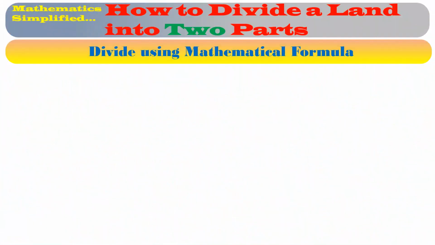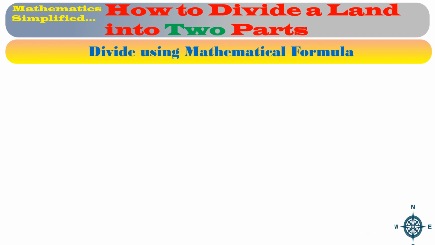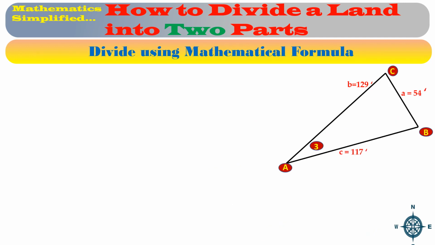So now, how can we use a mathematical formula and divide the land? We have already divided the land. We know the length and what we need to divide, but we will use a mathematical formula here. We are taking the same things, same triangle, same measurements, everything. Now we are taking only triangle 3, because this triangle only we need to divide.